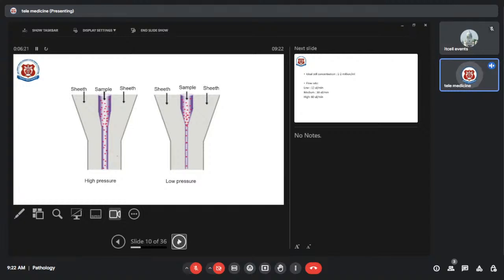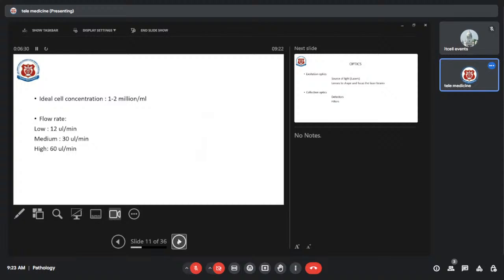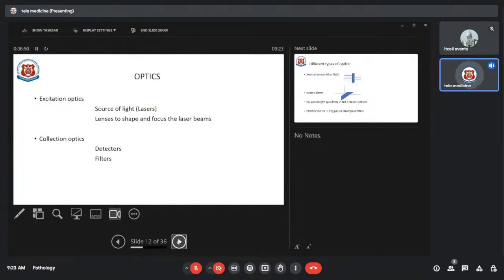or you get a different type of signal. So that will interfere with your data analysis. So it is always preferable that a single cell passes through the laser source. The ideal cell concentration in your sample should be 1 to 2 million per ml, and the low flow rate is 30 microliter per minute and high is 60 microliter per minute. This is the flow rate, or the speed of acquisition of the sample.